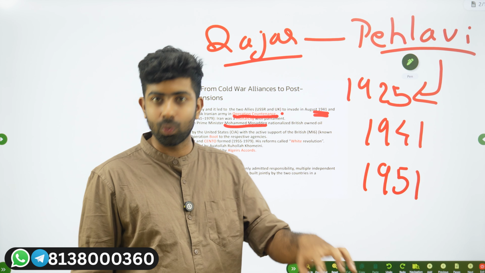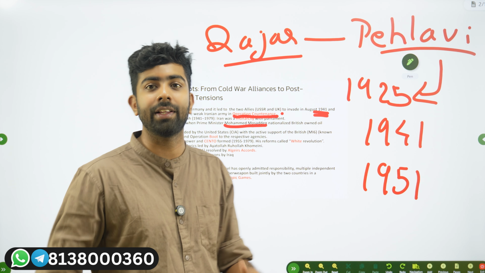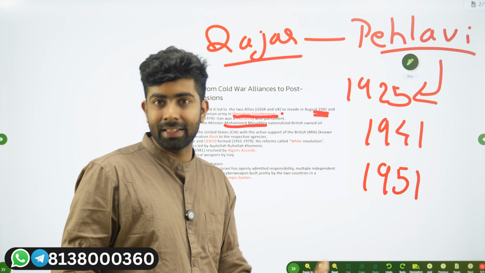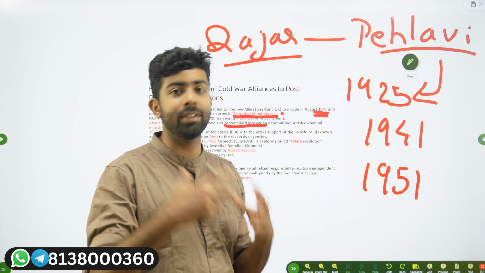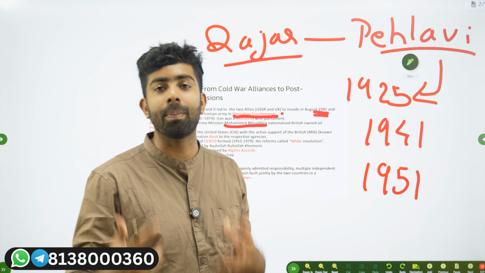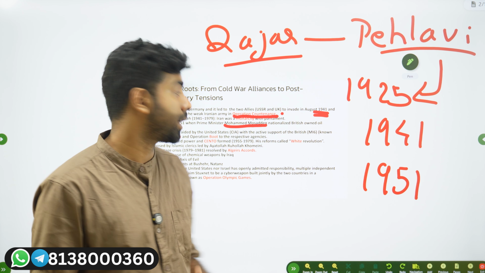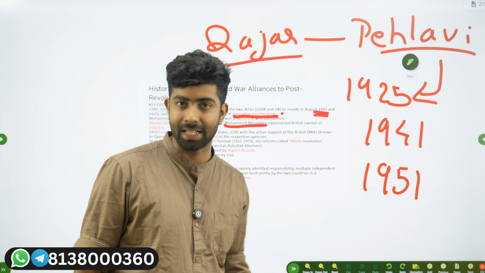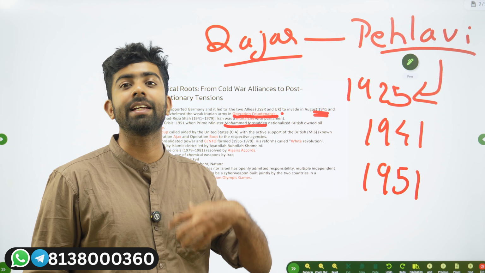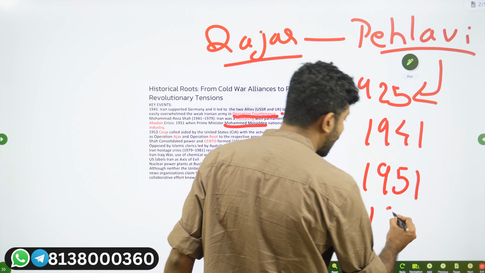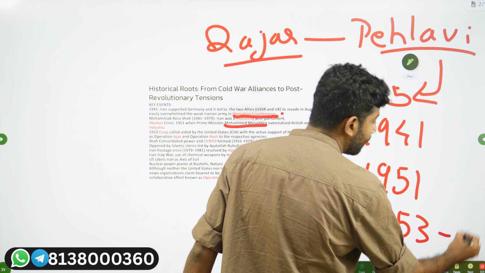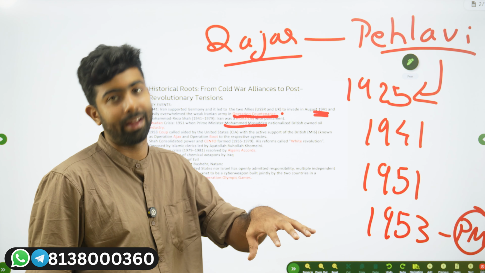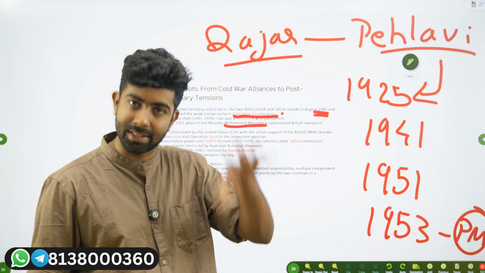Since the US and UK lost the oil industry, they needed to get it back. So the US and UK instigated, using their secret agencies MI6 and CIA, Operation Ajax and Operation Boot. In 1953, they instigated a coup and overthrew the PM. Remember, the PM was the one who got overthrown. The Shah, Muhammad Reza Shah Pahlavi, is still there.